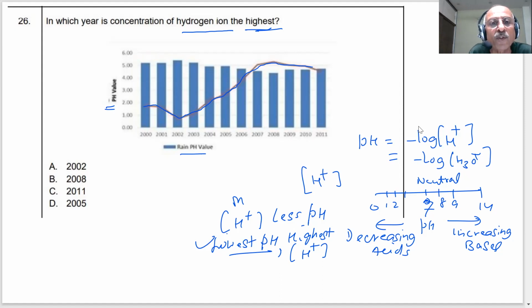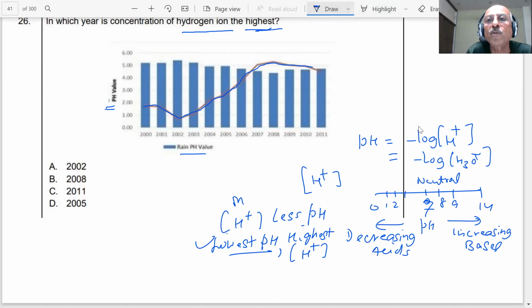What is the pH in 202? In 202, students, you can see this is 202 pH here. And in 208, where is 208? In 208, student, the pH is very large. In 2011, then again the pH is large. Then 205, this is the pH.